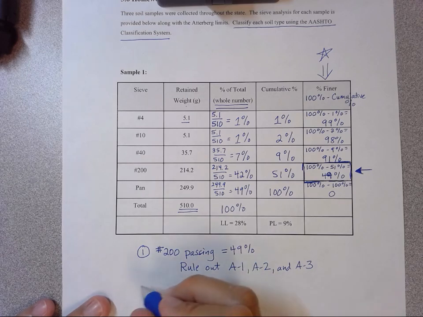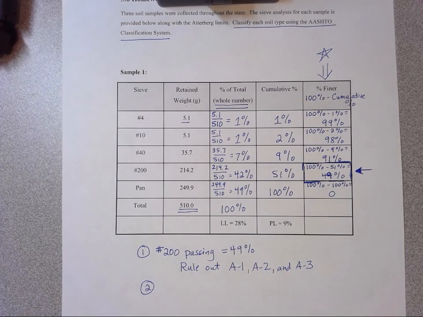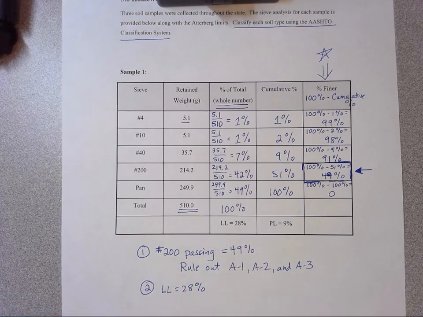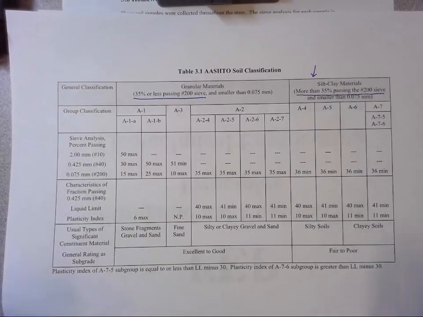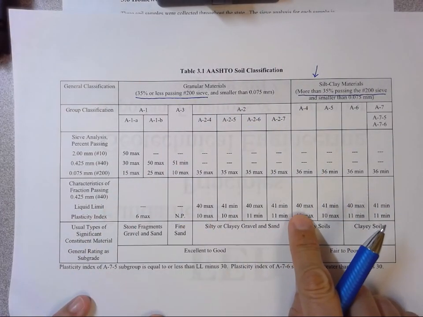Okay, my second step, I'm going to look at my Atterberg limits here. I'm just going to choose to start with the liquid limit. It doesn't really matter. You can pick either one. But in this case, my liquid limit is 28%. So I'm going to go back to my chart here and take a look. I know I have to be on this side because I've already ruled out all this stuff. So let's take a look here.